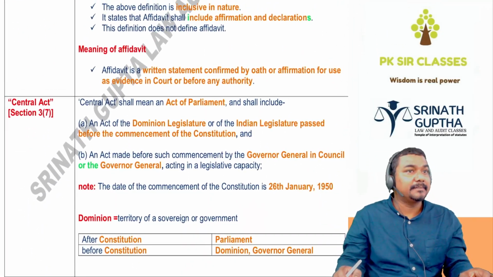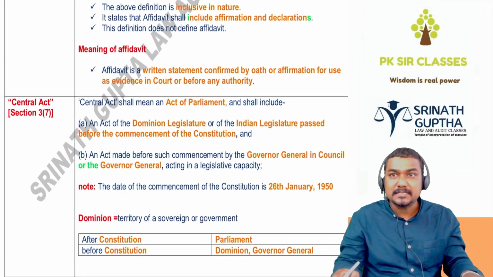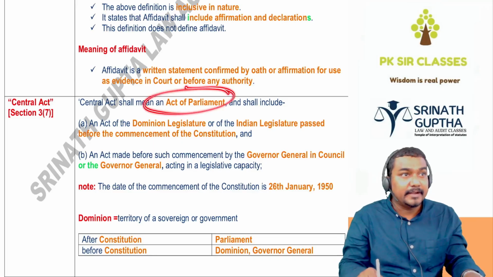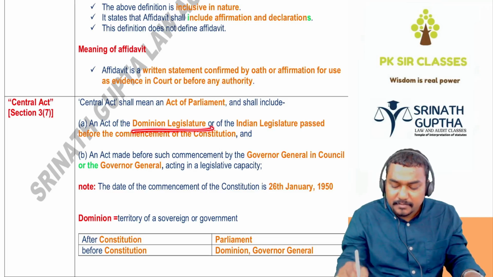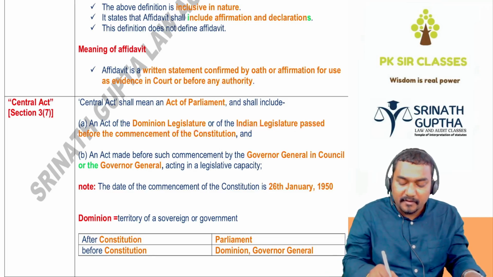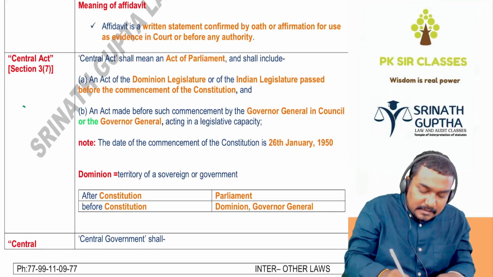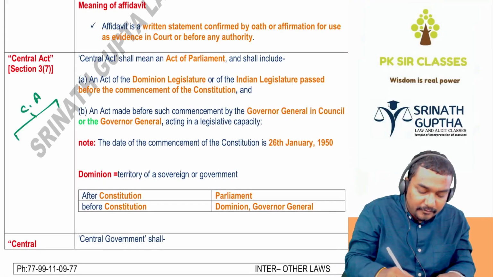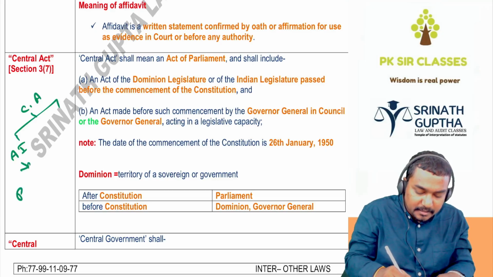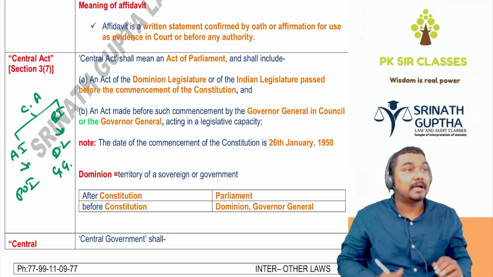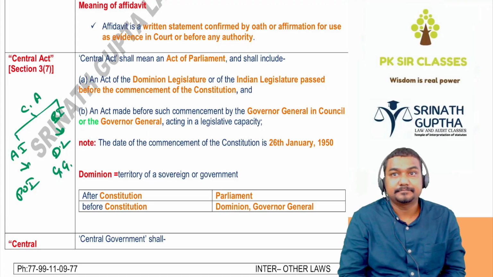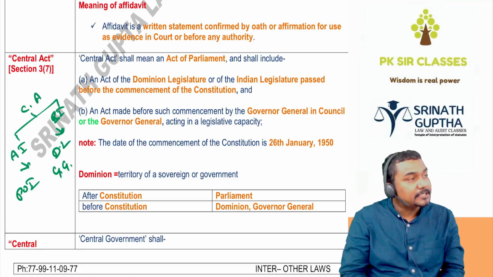Central Act. Central Act means Act of the Parliament of India. After independence, Central Act means Act of Parliament of India. Before independence, Central Act means Act passed by the Dominion Legislature or the Indian Legislature or the Governor General. Simply, Central Act means after independence, Parliament of India. Before independence, Act passed by the Dominion Legislature or the Governor General. Governor General is a designation in the British administration. Governor General of British India is the ultimate authority in India, representing the British government.